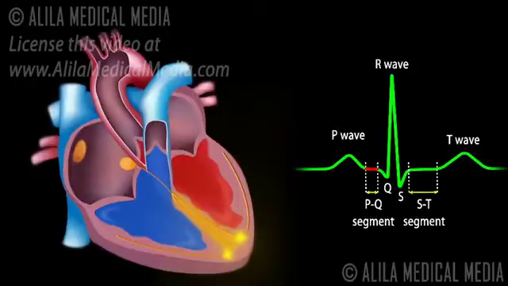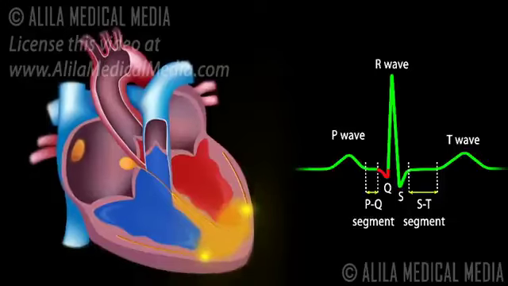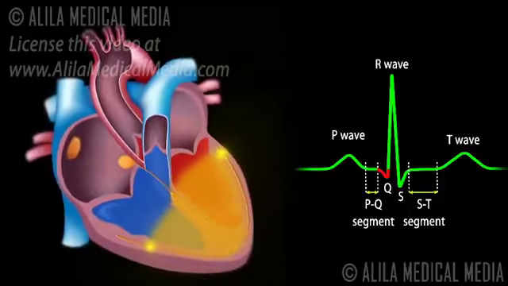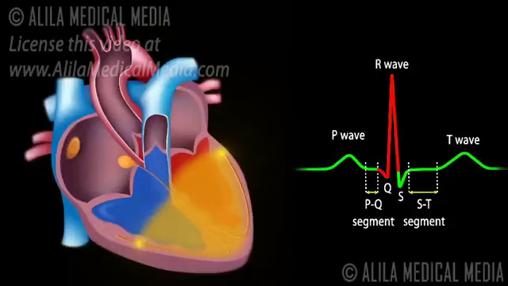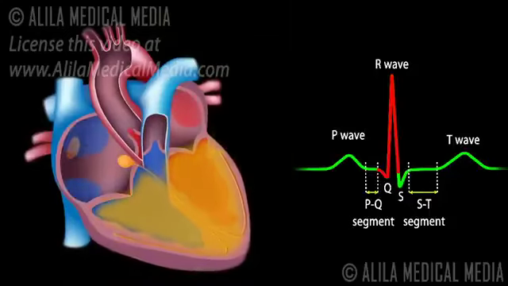Q wave corresponds to depolarization of the interventricular septum. R wave is produced by depolarization of the main mass of the ventricles. S wave represents the last phase of ventricular depolarization at the base of the heart. Atrial repolarization also occurs during this time, but the signal is obscured by the large QRS complex.